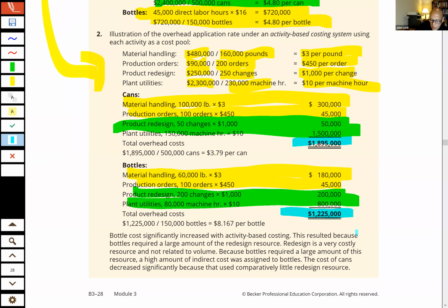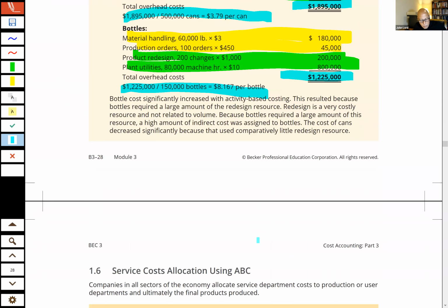And then when you divide that by the number of units they're producing, bottles are a much more expensive, at least from the standpoint of the overhead, much more expensive product to develop than the cans. So if I'm running this factory, depending on what I can charge for the bottles and depending what the direct labor and the direct materials are, I'm thinking cans are the cheaper thing to produce, right? Okay, good.